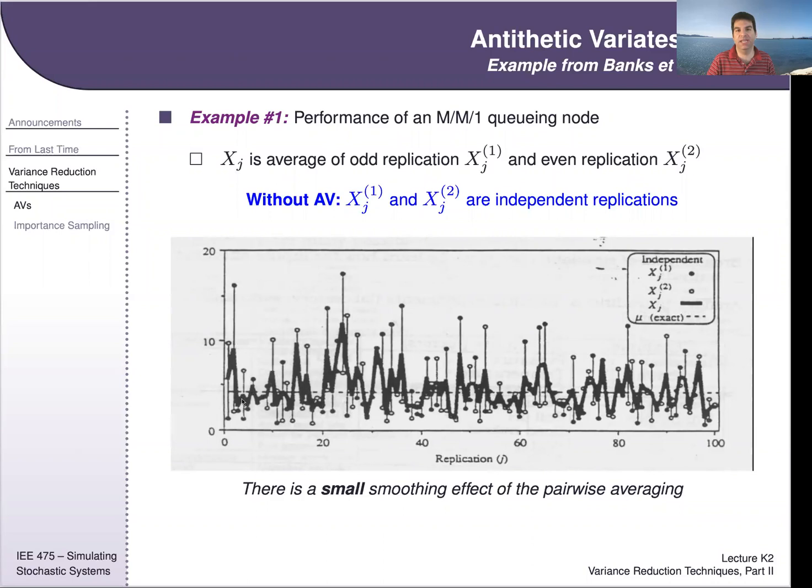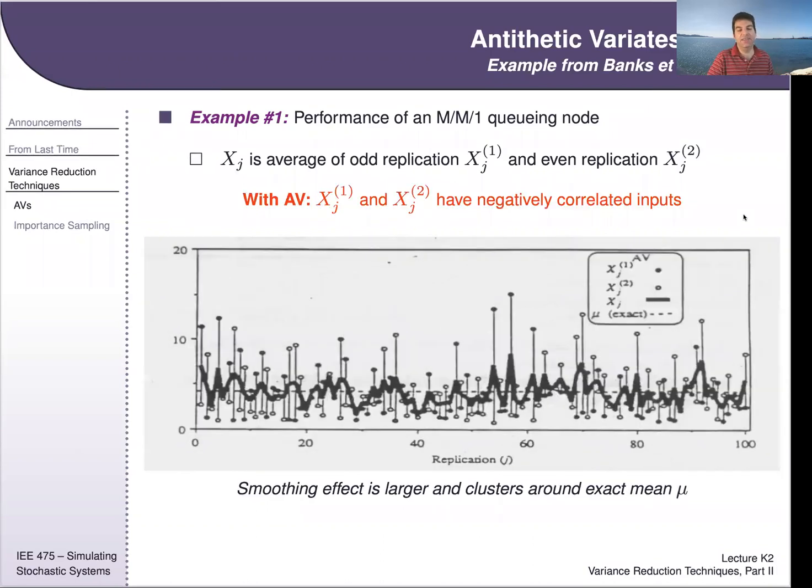And what you can see is that the average value between these two is still pretty noisy. Now, if they turn on the antithetic variates, the odd numbered replications are the independent ones, and the even numbered replications are the ones that are derived from the random numbers drawn in the odd numbered replications. And then they average the two of those. What I hope you see now is that the average in between the pairs has been significantly reduced.